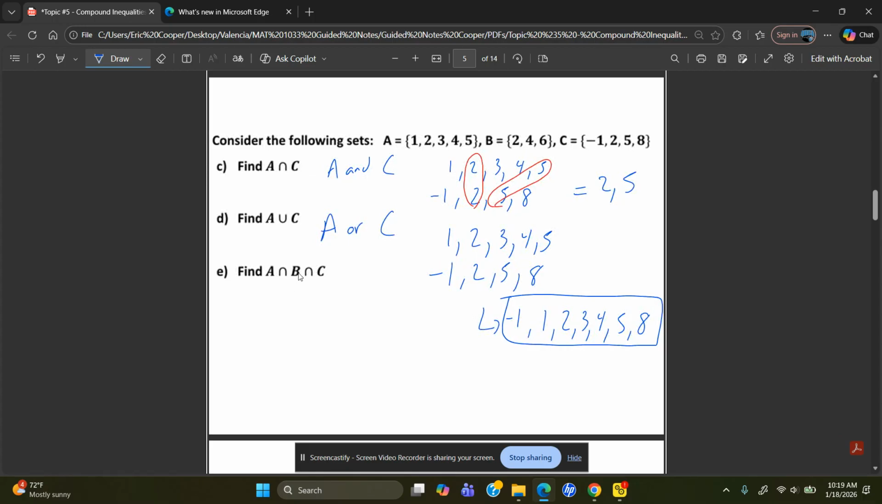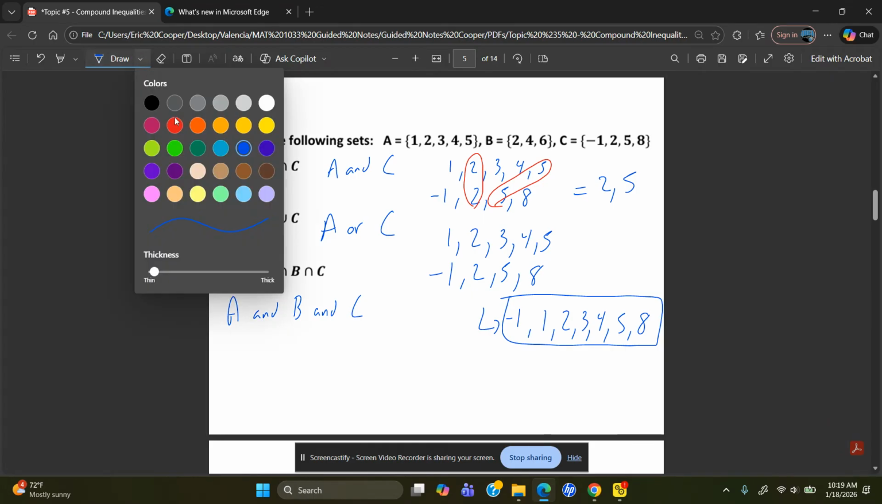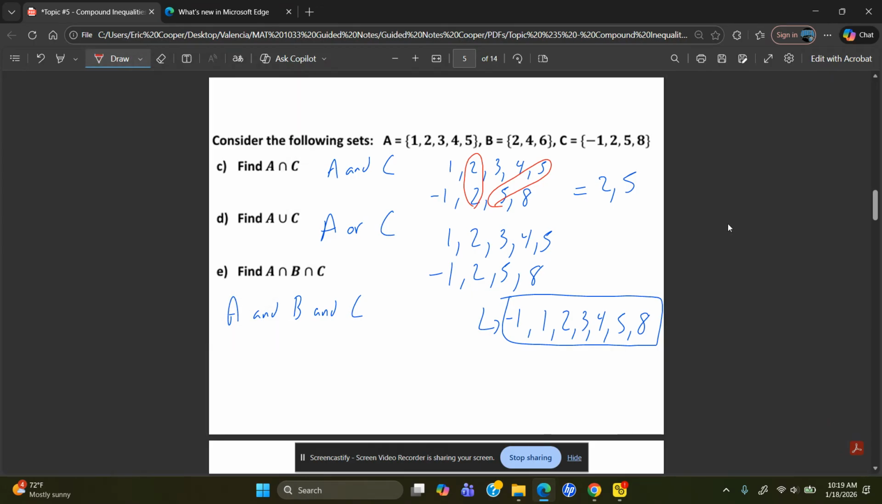For my last set, I have A and B and C. So I want to go through and figure out what all the data sets have in common. Now if I look at data set A, I look at 1, but I see B doesn't have any 1s, so 1 will not work. I see all the data sets have a 2, so I can include 2 as part of my answer. I go to 3 and I see data set B doesn't have a 3, so we'll get rid of that.